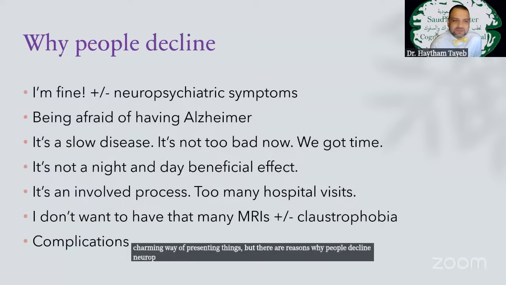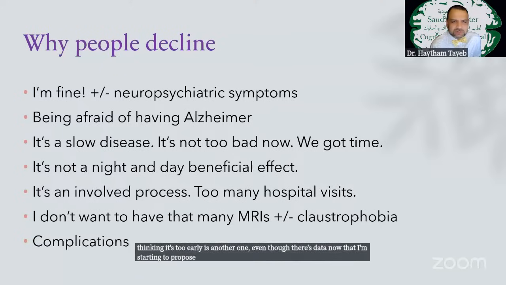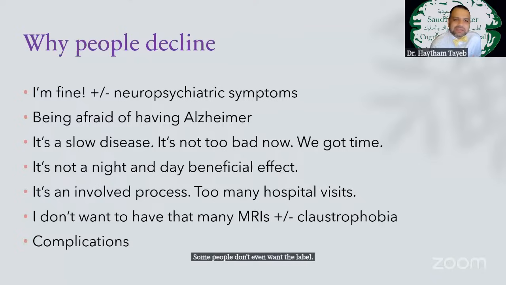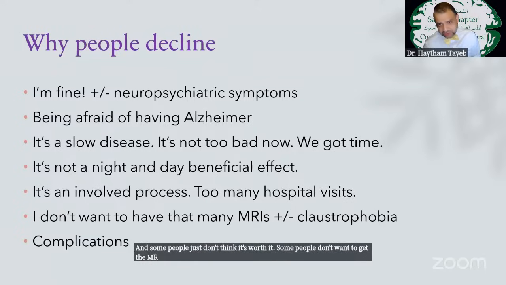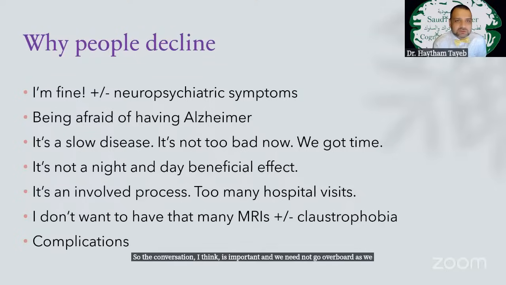Neuropsychiatric symptoms is one of them. Thinking it's too early is another one, even though there's data now that I'm starting to propose that the earlier you intervene, the better. Some people don't even want the label, and some people just don't think it's worth it. Some people don't want to get the MRIs. I've had patients who decline simply because they have to do these MRIs every now and then. And then the complications is the last one. So the conversation I think is important, and we need not go overboard as we're presenting these medications.